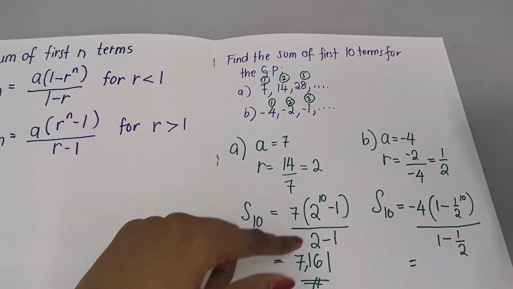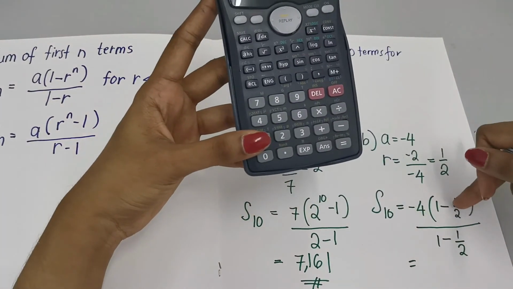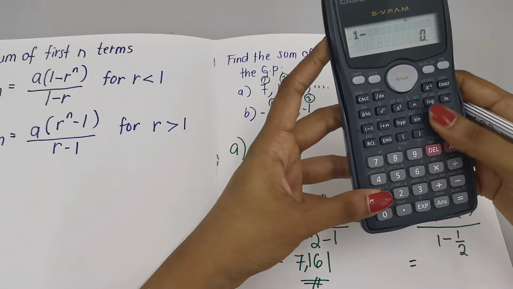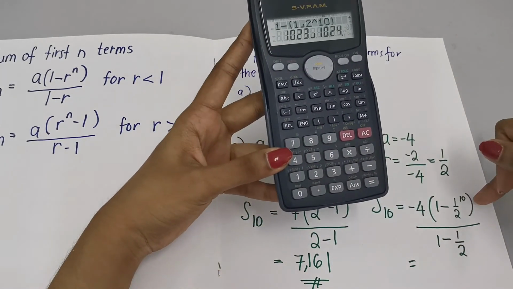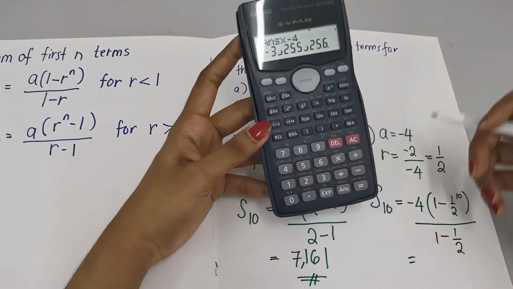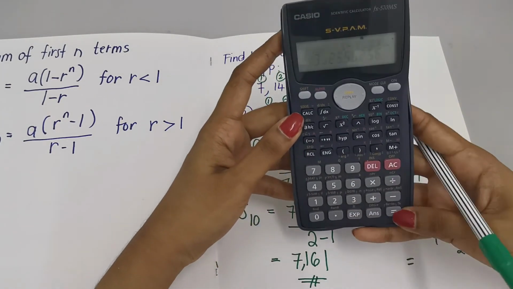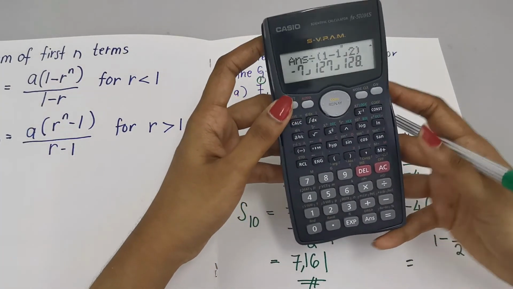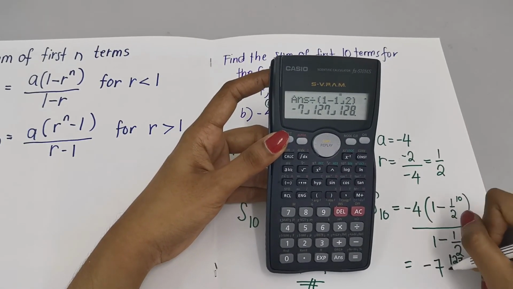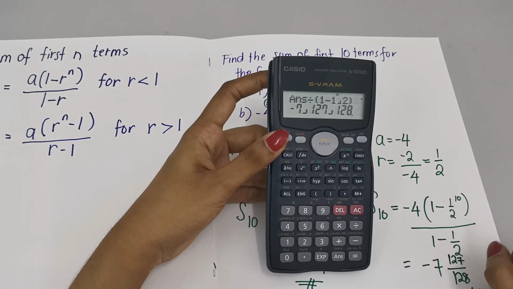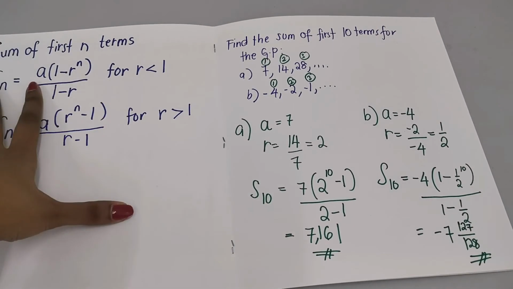So here again, we can key in our calculator. We solve the bracket first. So 1 minus 1 over 2 to the power of 10, times negative 4, and divided by 1 minus 1 over 2. So the final answer we get is negative 7,127 over 128. So our answer is in mixed numbers. So this is how we find the sum of the first n terms.